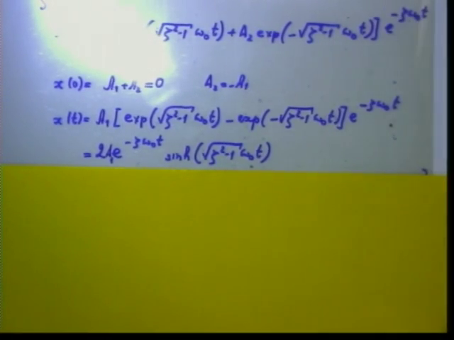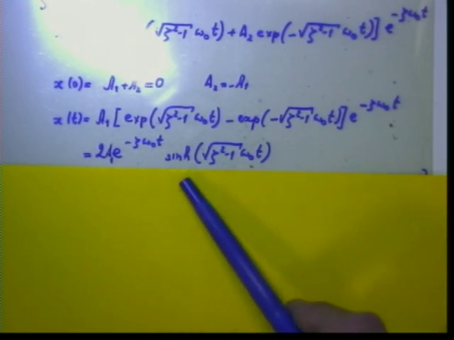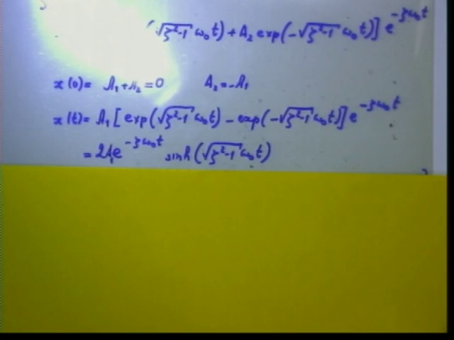Now we know that the difference of exponents equals 2 times the sinh function, the hyperbolic sine function. Why do I do all of this? Because I like to deal with fewer expressions and fewer quantities. So 2a1 e to the power minus zeta omega sub 0 t times sinh of square root of zeta square minus 1 omega sub 0 t.